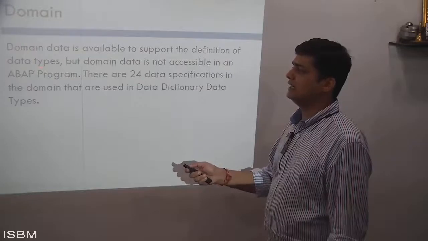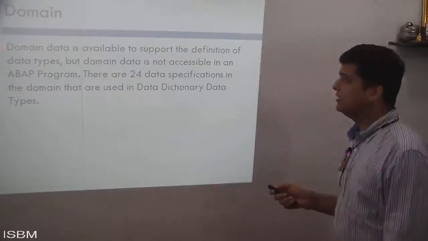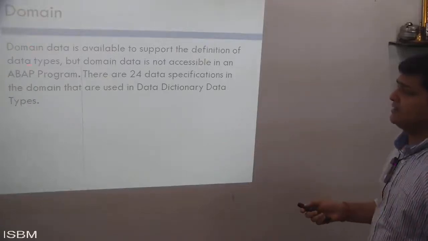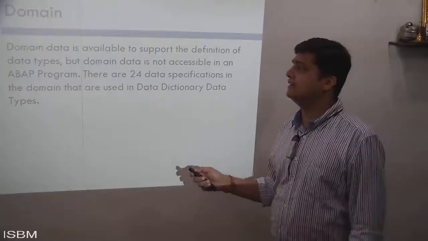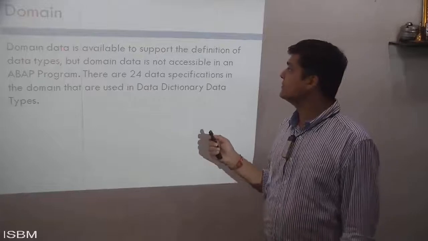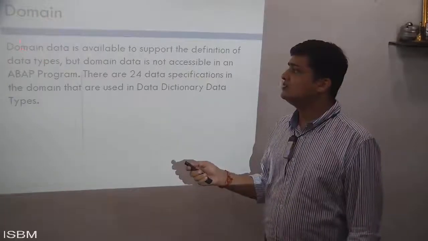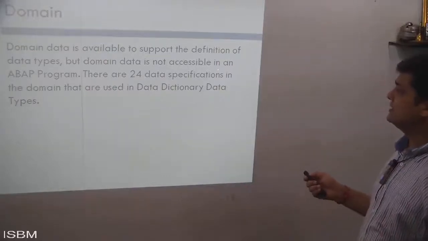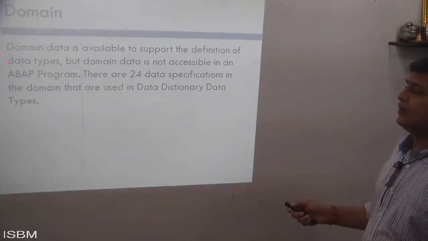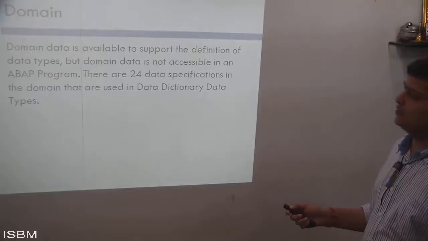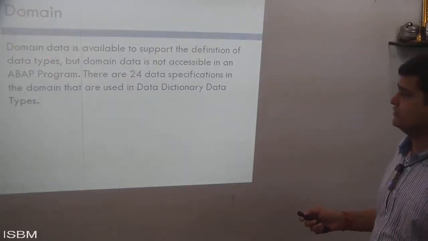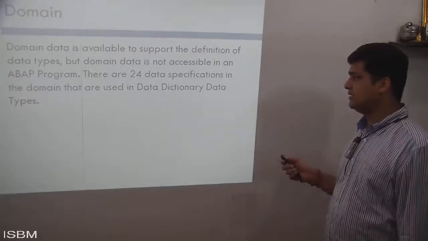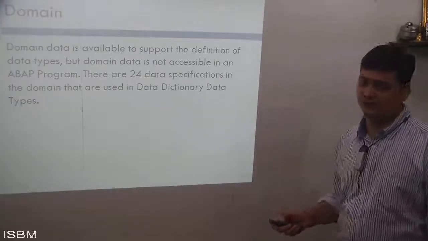Basically it is supporting the data types. Again, domain data is available to support the definition of data type. But domain data is not accessible in ABAP programming because we are not directly able to fetch the domain data, so we are using data type in place of that. There are 24 specifications in the domain that are used in the data dictionary data types.